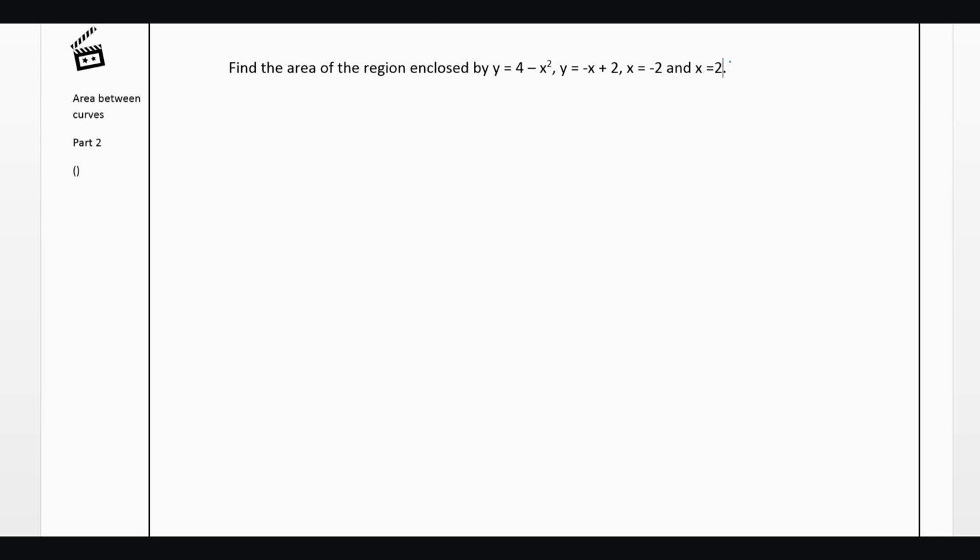Okay, we're going to do one more problem where we're finding the area between two curves. This says find the area of the region enclosed by y equals 4 minus x squared, y equals negative x plus 2, x equals negative 2, and x equals 2. So first we're going to start by drawing our region.